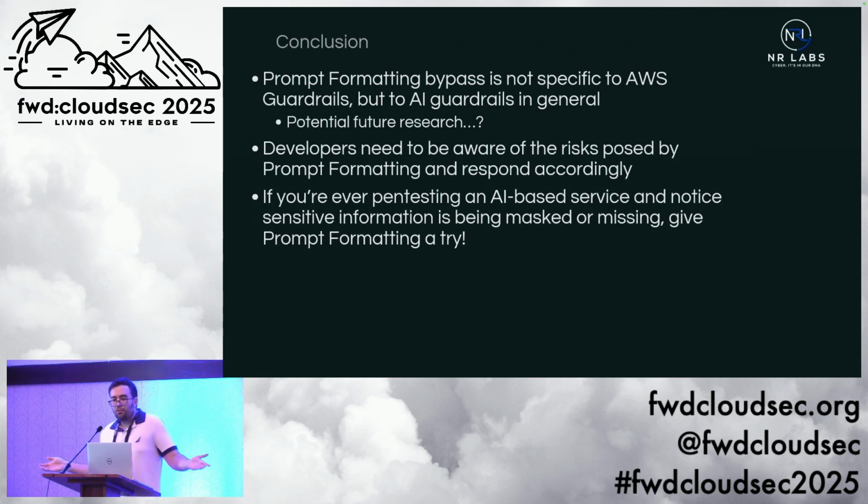Okay, so in conclusion, it's very important to note, I don't mean to pick on AWS, but this prompt formatting bypass is not specific to AWS guardrails, but AI guardrails in general. And I think there's definitely some potential future research there. I've seen similar types of services to try to filter content from AIs, right? I won't name any names, but I've seen a few of those, and so that could definitely be an interesting topic of future research.